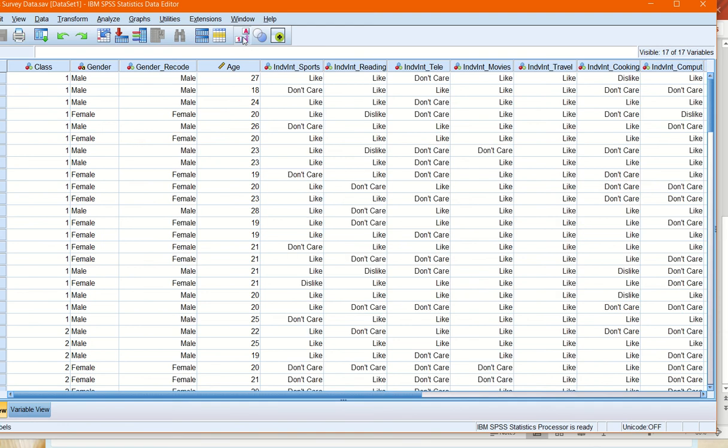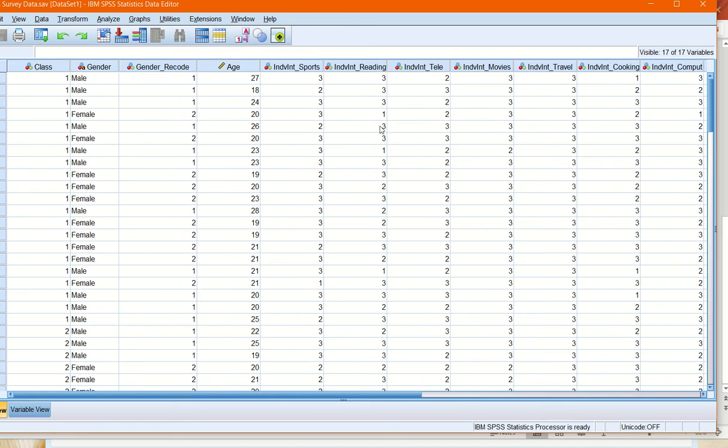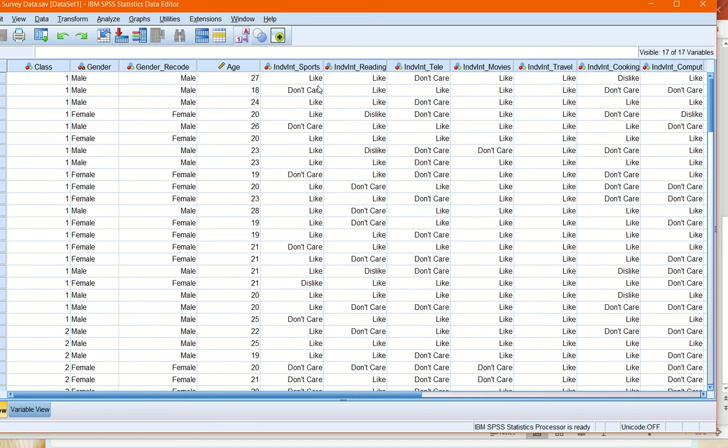If I switch it off and on here, you can see that we've given males the number 1 and females 2. As well as the individual sports, this has been recoded as well. The numbers represent like, don't care, and then I believe we have a dislike here. Dislike is a 1, don't care is 2, and like is 3.